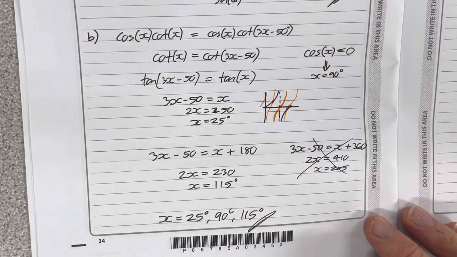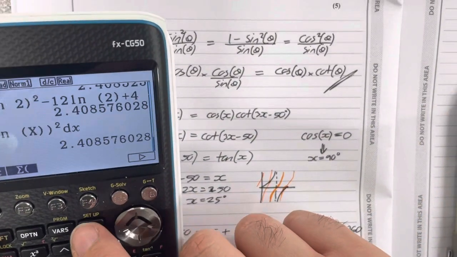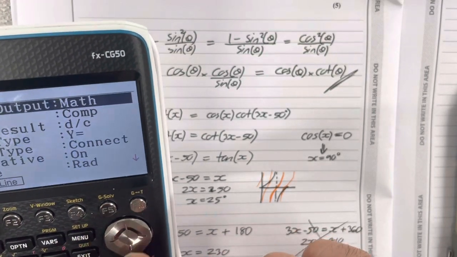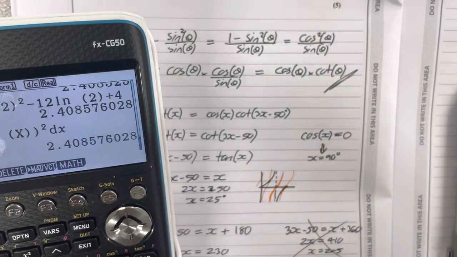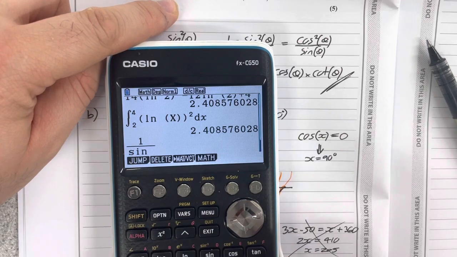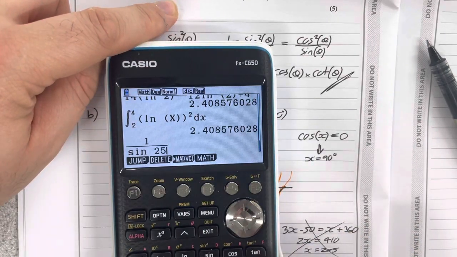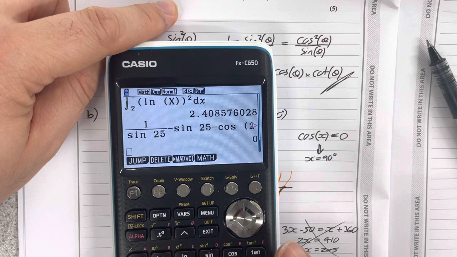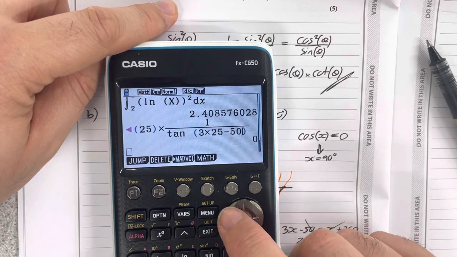And I should just check those with the calculator, make sure that they're at least solutions to the equation. So I'm just going to change my calculator mode, if I remember how to do that. Angles in degrees. Okay, let's see what happens. So cosec is 1 over sine of, and we had 25, minus sine of 25. And then I'm going to do minus cos of 25 times 1 over tan of 3 times 25 minus 50. Okay, that equals 0, so that's good. So 25 is definitely a solution.